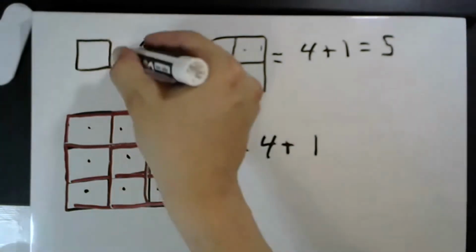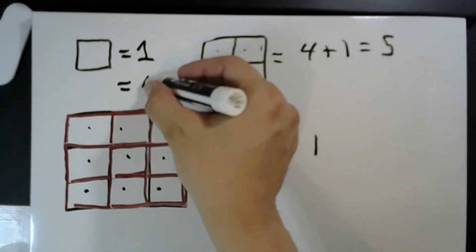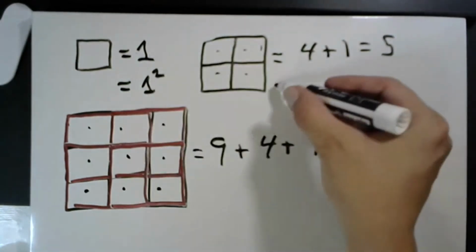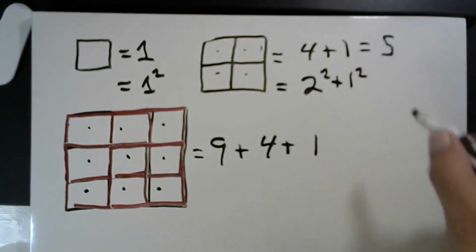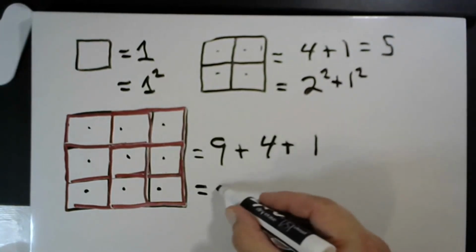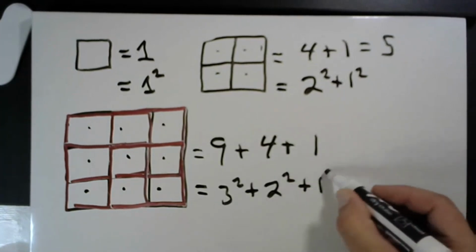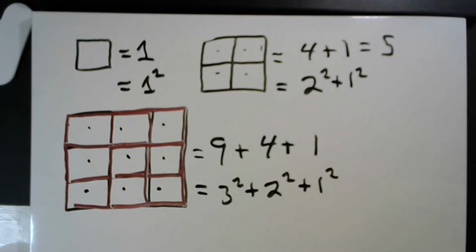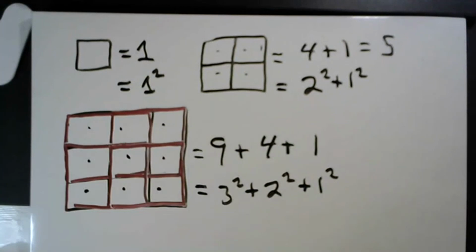So here's my hint. This is 1 squared. This is 2 squared plus 1 squared. We have 3 squared plus 2 squared plus 1 squared. And that's all I'm going to tell you. Now, if you have questions about this, let me know. I'll be more than happy to work with you on it. But I just want to throw this hint out there.